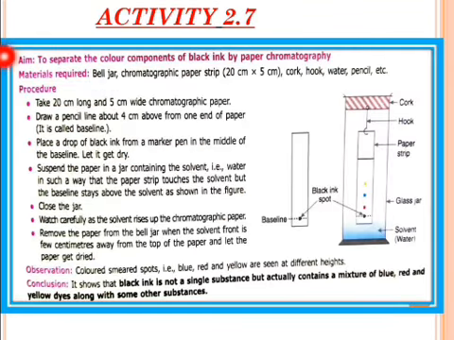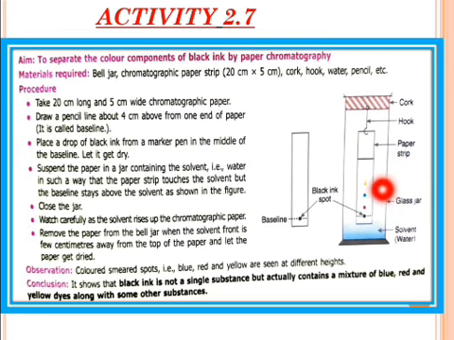Now students, let us see with the help of an activity how we can separate the various color components of black ink by paper chromatography. Paper chromatography is one of the simplest types of chromatography employed in a laboratory, which involves two phases: paper as a stationary phase and solvent like water as a mobile phase.